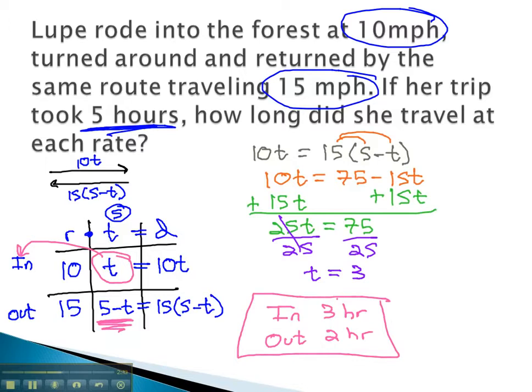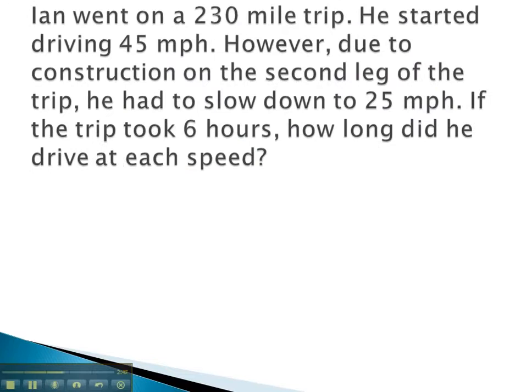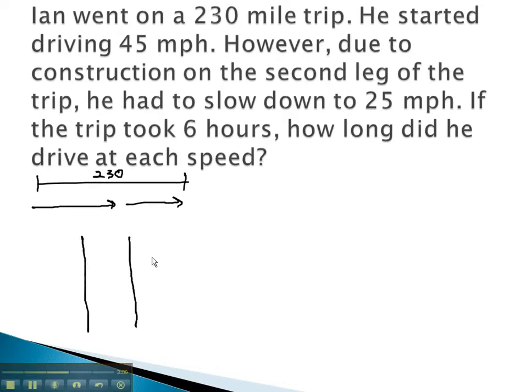Let's look at another example where we are given the total time and use that to solve the problem. On this problem, Ian goes on a long 230-mile trip. He goes partway at a fast rate and the rest at a slow rate. Let's organize what we have in a table. Rate times time equals distance.